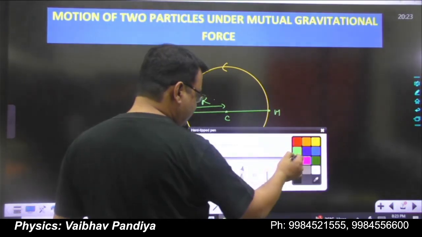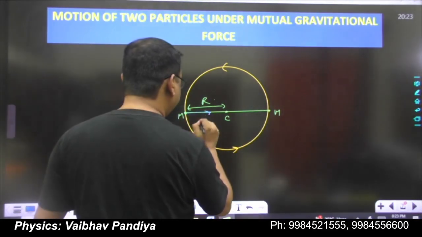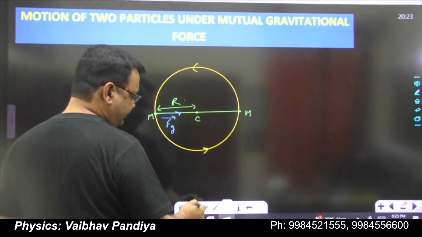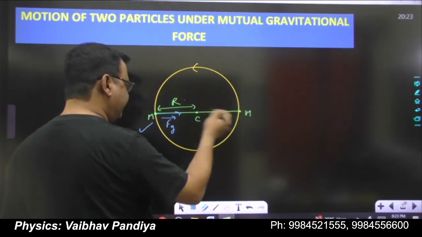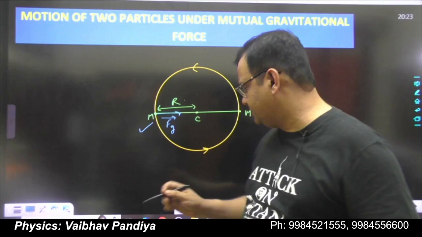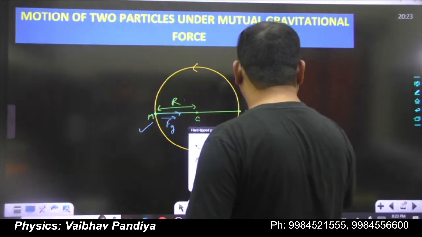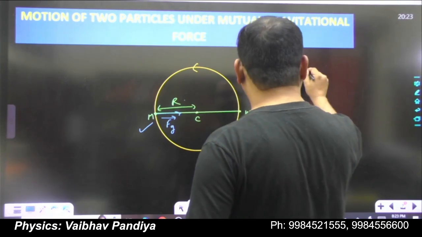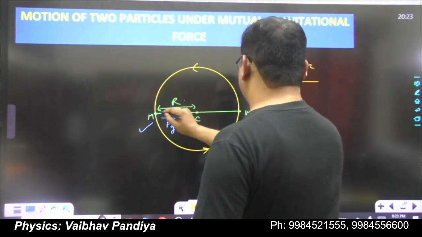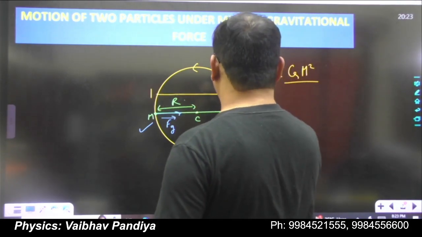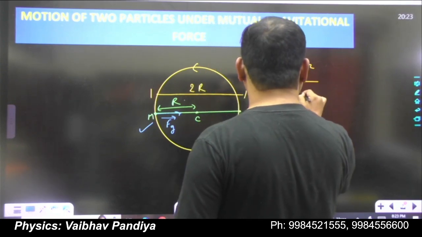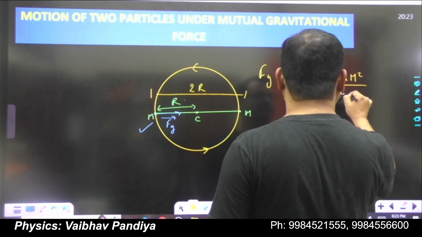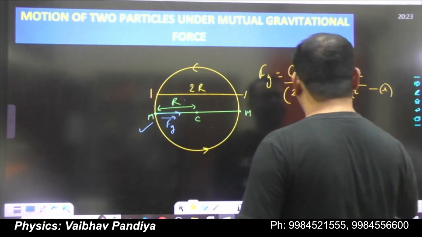Now what is the approach? You take any one particle and find the gravitational force acting on it. I am taking this particle as the target subject. You can take either particle, the result will be unaffected. The gravitational force, by Newton's law of gravitation, is G, product of the masses, that will make m square, divided by the distance square. The distance between the particles will be 2r, so it is 2r whole square. So you will get G m square by 4r square. Let it be equation number 1.